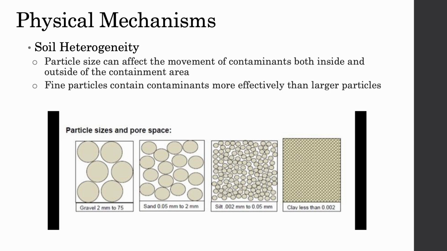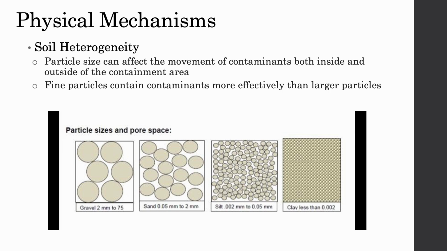The next physical mechanism we're going to talk about has to do with particle size and pore space. Particle size can affect the movement of contaminants both inside and outside of the containment area. As you can see in this diagram, with different particle sizes, we'll have different pore spaces. So with larger particles like gravel, you're going to have big pore spaces, definitely in comparison to clay, where you're going to have really small pore spaces that can hold those contaminants in and keep them from moving around and spreading to contaminate different areas or different groundwater or water sources.